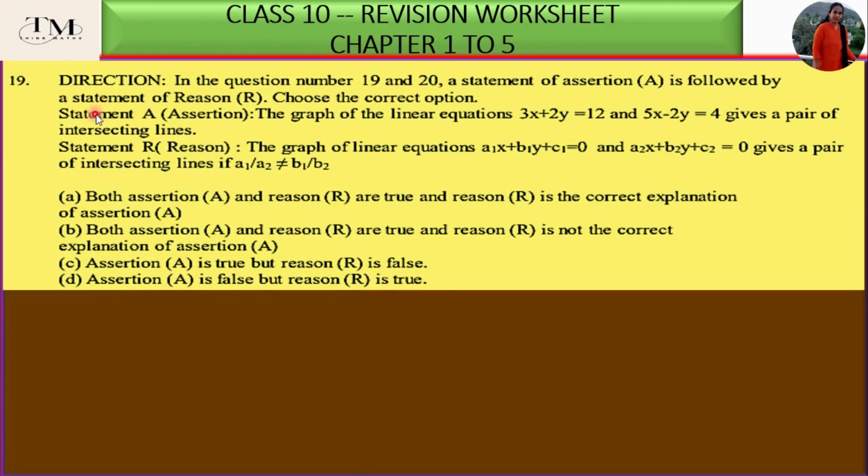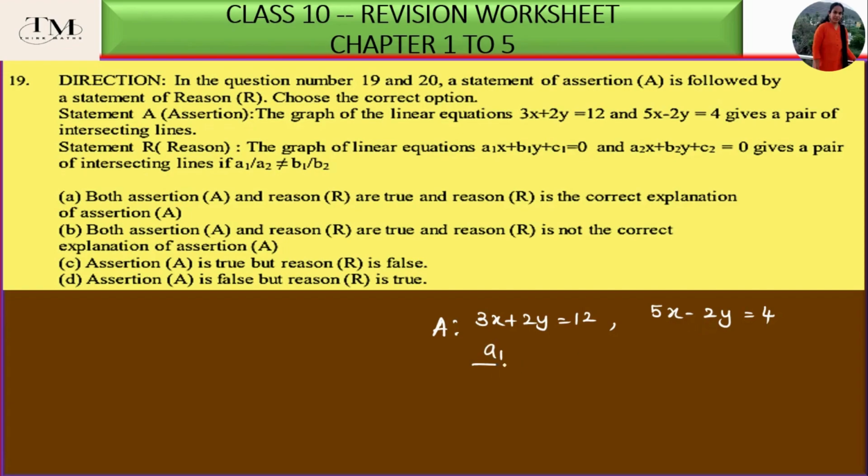Now here, what is the first statement A? It is the assertion. What is given? The graph of the linear equations 3x plus 2y equal to 12 and 5x minus 2y equal to 4 gives a pair of intersecting lines. So what do you mean by intersecting lines? a1 by a2 should not be equal to b1 by b2. So for statement A, we have two equations, 3x plus 2y equal to 12 and 5x minus 2y equal to 4. So they give a pair of intersecting lines.